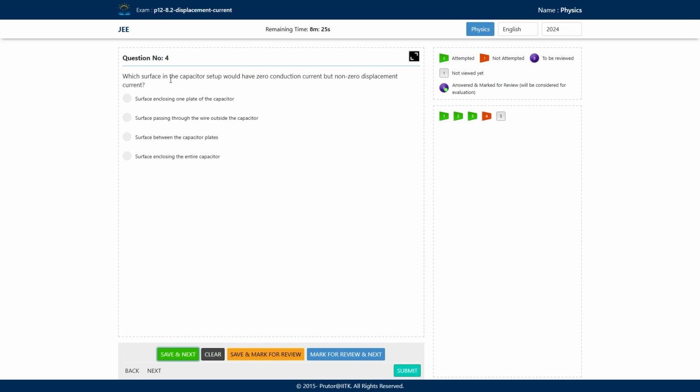Which surface in the capacitor setup would have zero conduction current but non-zero displacement current? Surface enclosing one plate of the capacitor, surface passing through the wire outside the capacitor, surface between the capacitor plates, or surface enclosing the entire capacitor.